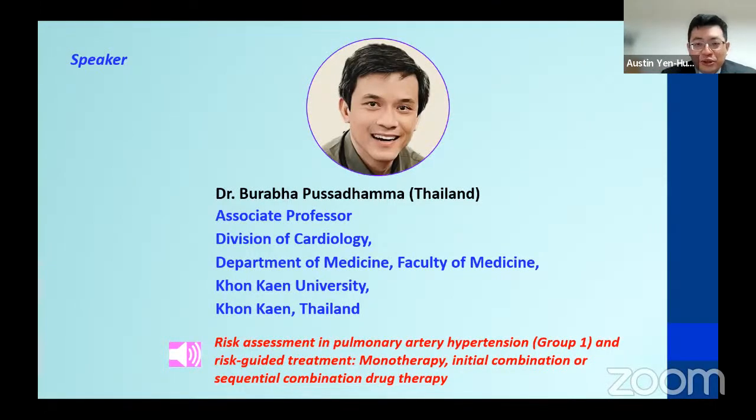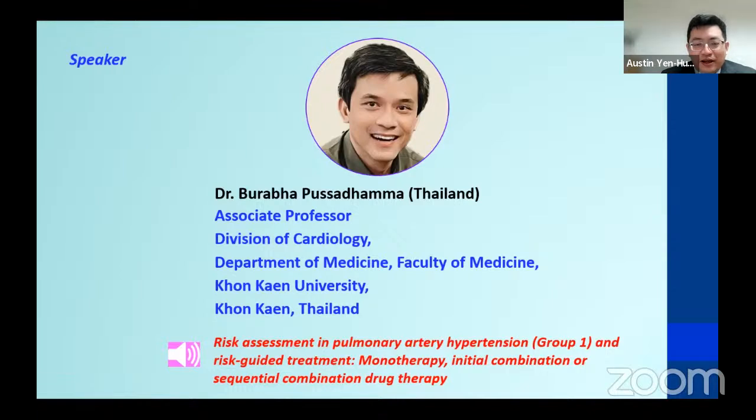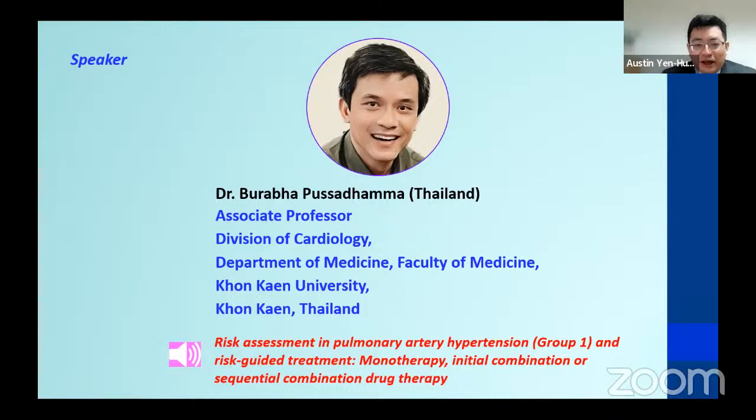After you diagnose pulmonary hypertension patients, the next challenge is how to treat them: how to do the risk stratification, and how to do the medical treatment or other treatment, especially medical treatment for group 1 pulmonary hypertension. Monotherapy or combination, and how to combine, initially or sequentially. It is a very important topic, and we will move on to the next section.